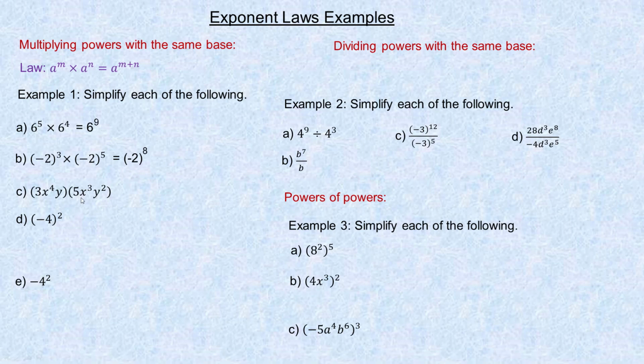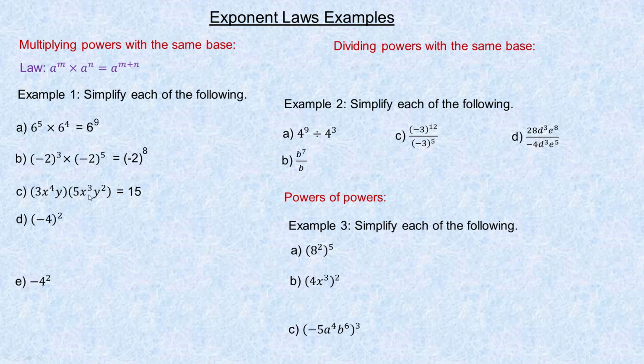Now we can also use this to multiply monomials together, for example. So this is one polynomial expression, same with this one here. So we multiply the 3 and the 5, that's just 15. And then we have some powers to multiply.